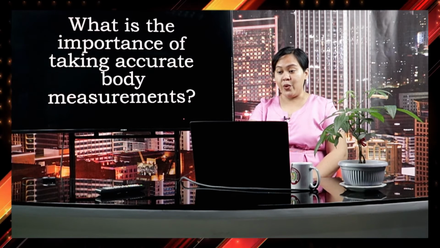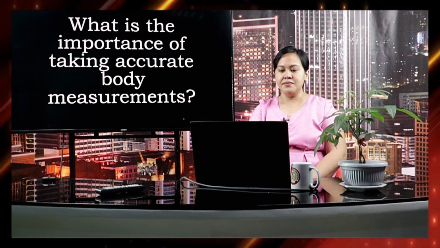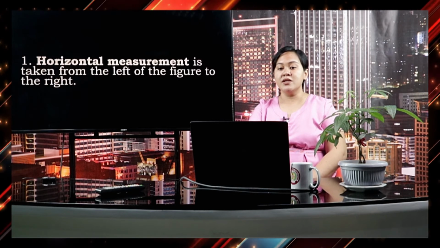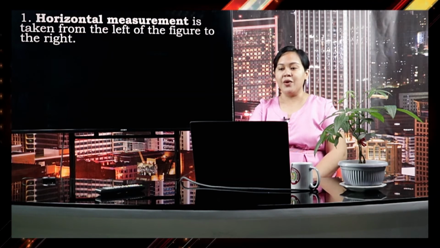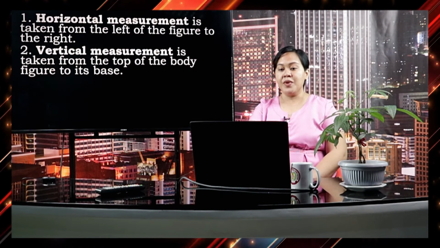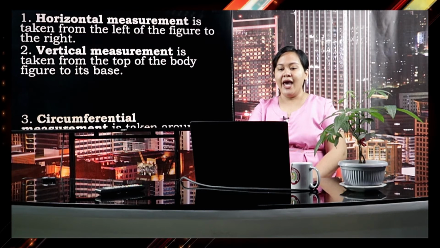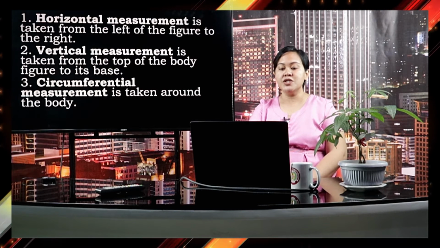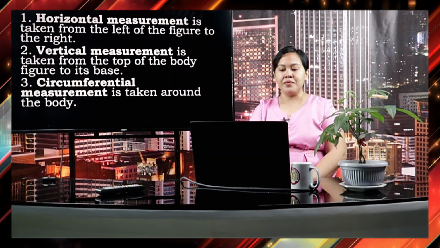We will now review your answer during the pretest. We now know that horizontal measurement is taken from the left of the figure to the right, while vertical measurement is taken from the top of the body figure to its base. And lastly, circumferential measurement is taken around the body.